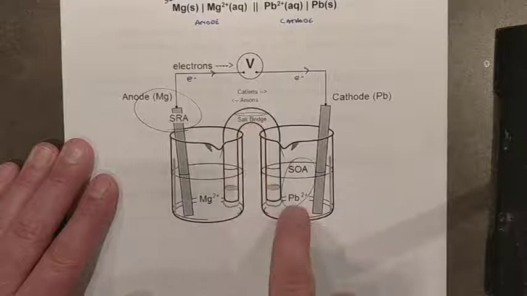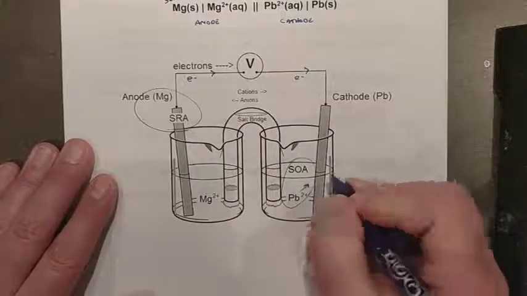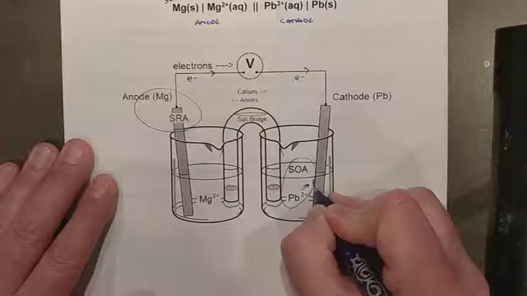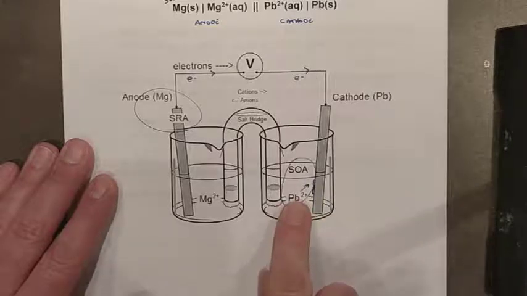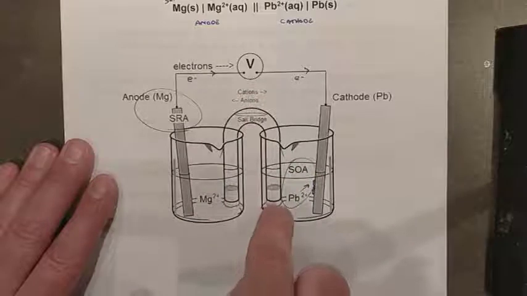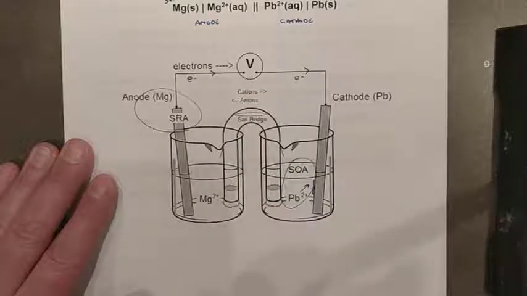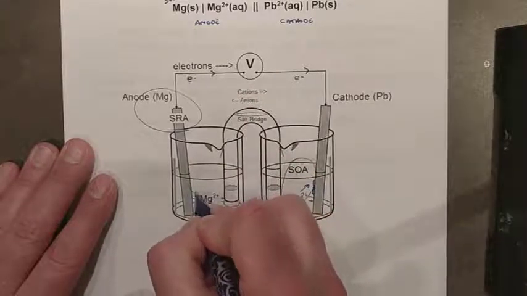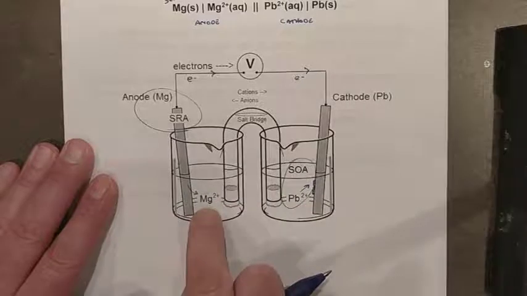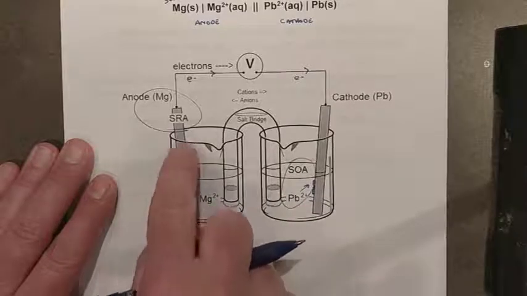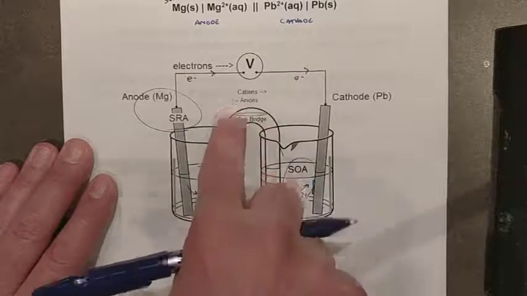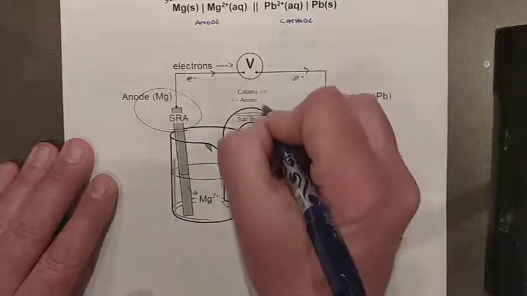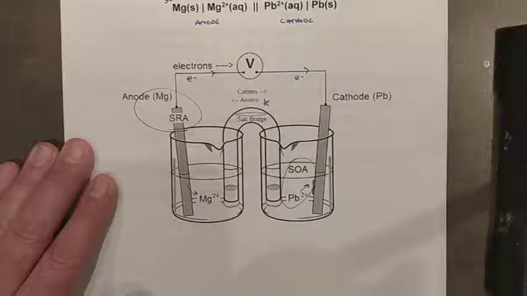In my salt bridge, notice that your lead 2+ would, of course, start to build up mass on this particular electrode, so you're going to lose 2+ charges. All right, so I need cations migrating towards the cathode side to maintain neutrality. I'm going to be producing an awful lot more magnesium 2+ as magnesium loses electrons and forms this ion, and therefore I need anions migrating this way. So be mindful of which is going which way out of your salt bridge.